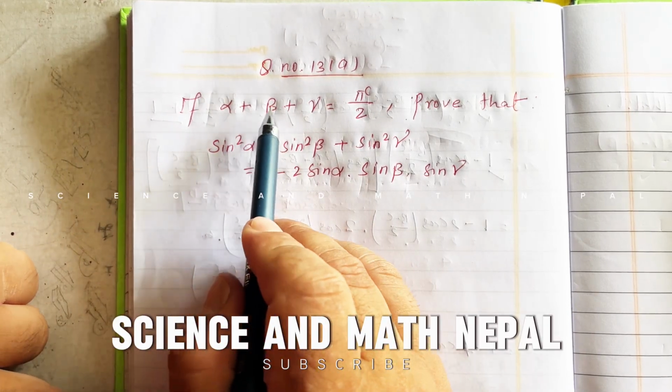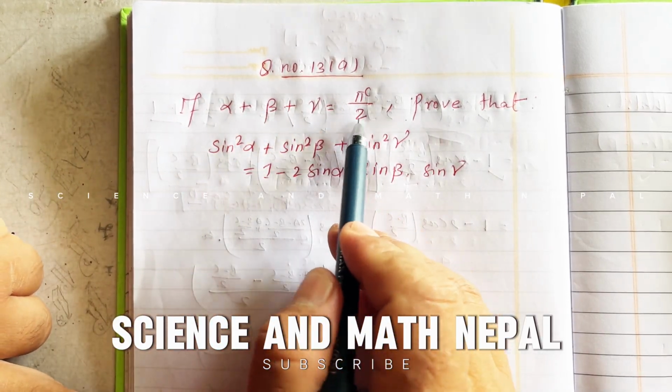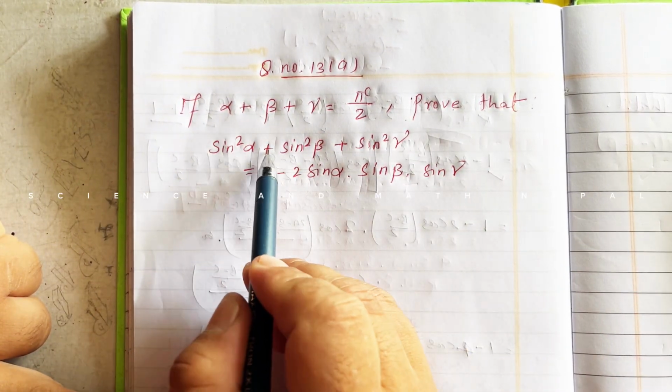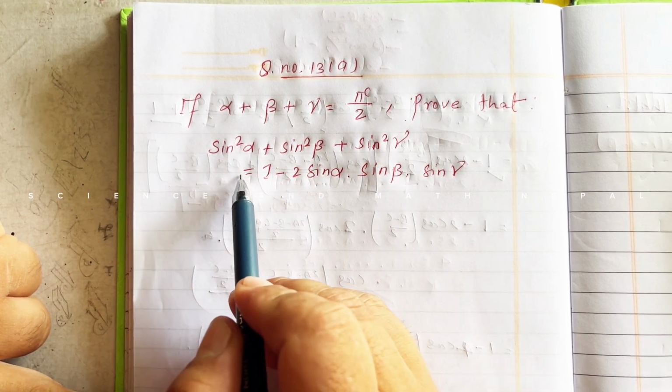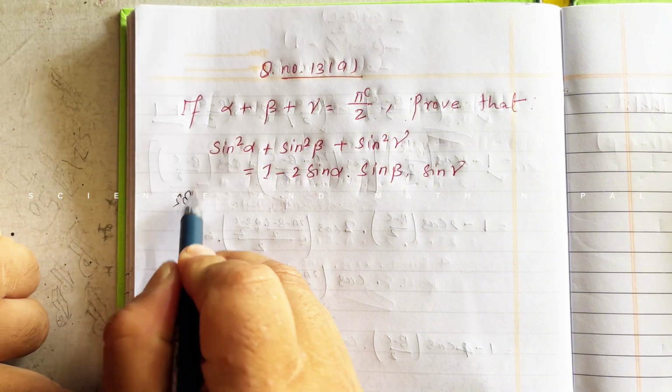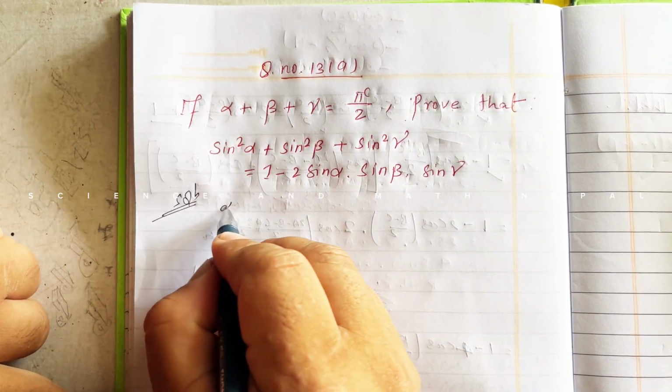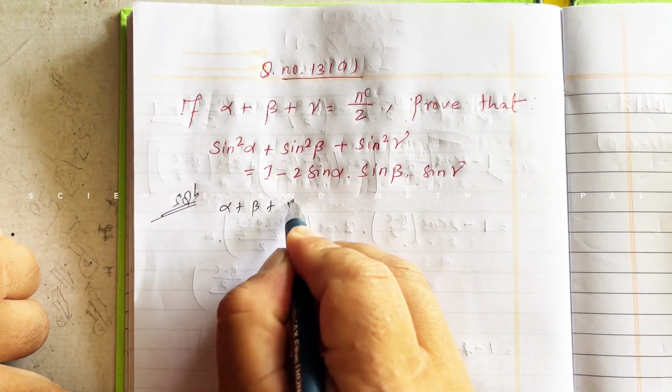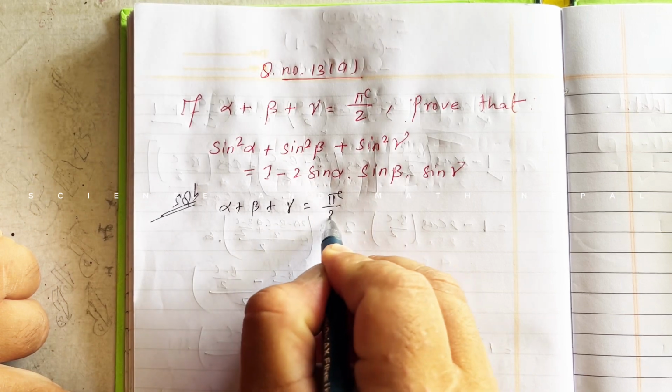If alpha plus beta plus gamma equals pi radian by 2, prove that sin square alpha plus sin square beta plus sin square gamma equals 1 minus 2 sin alpha sin beta sin gamma. Solution. Starting with the given conditions, alpha plus beta plus gamma equals pi radian by 2.